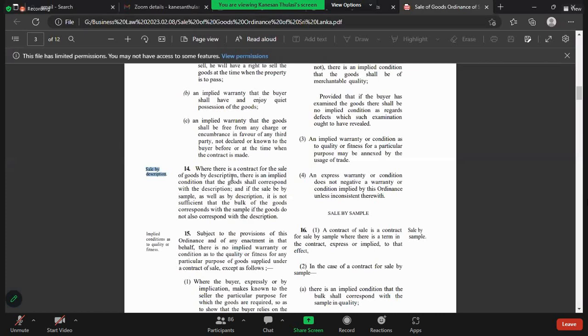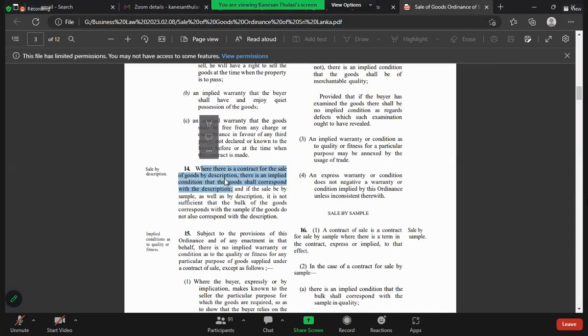Implied condition that the goods shall correspond with the description. So the first part of section 14 describes what is sale by description. Where there is a contract for sale of goods by description, you do not know about the goods, but you describe them to the seller. For example, you are going to buy a washing machine, and in order to buy it, you describe it to the seller.